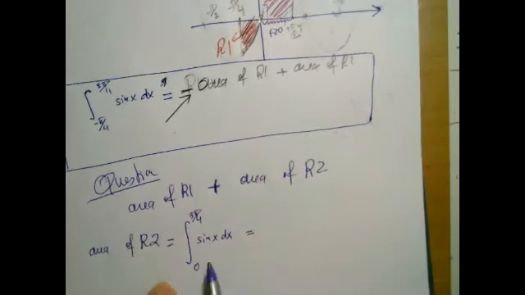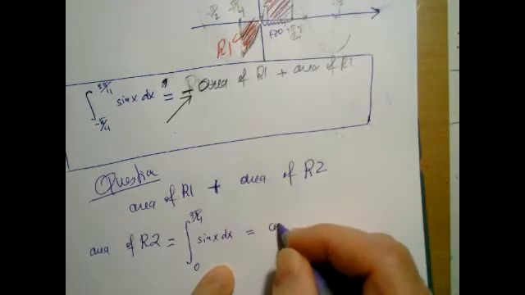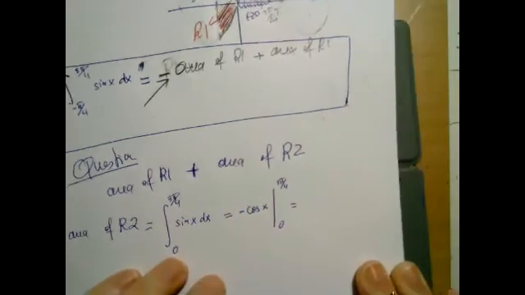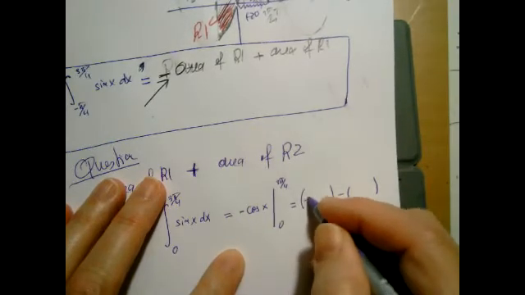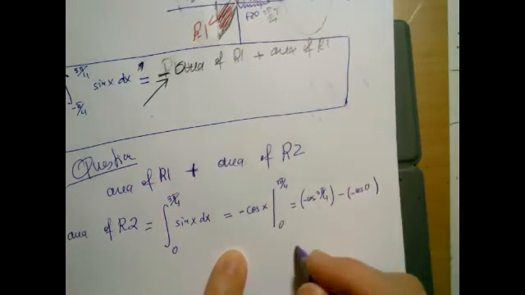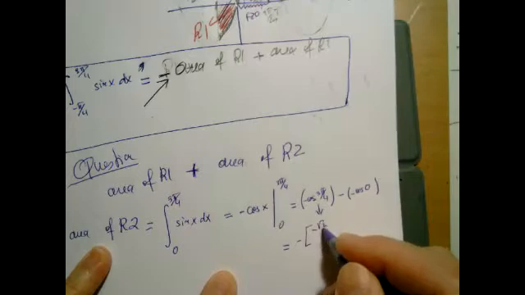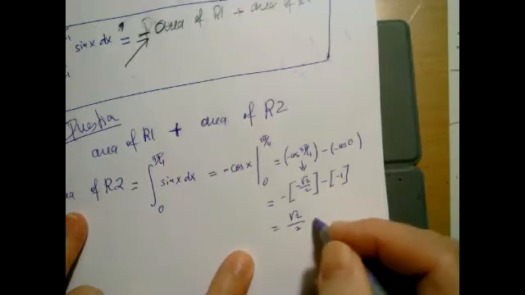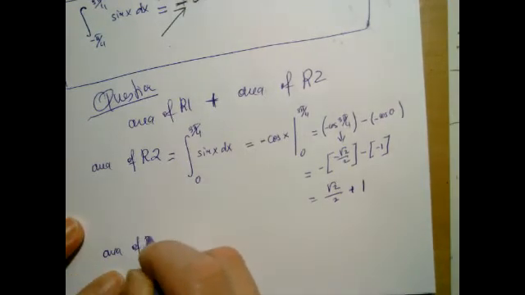Now, I use the fundamental theorem to evaluate. That's not the definition of the definite integral, it's how to evaluate it. So we evaluate it, which gives me minus cosine between 0 and 3 pi over 4. It's going to be equal to minus the value at the upper limit minus the value at the lower limit, which gives me cosine 3 pi over 4, which is minus the square root of 2 over 2, minus 1. So this gives me the square root of 2 over 2 plus 1. That's the area of R2. Now, what's the area of R1?